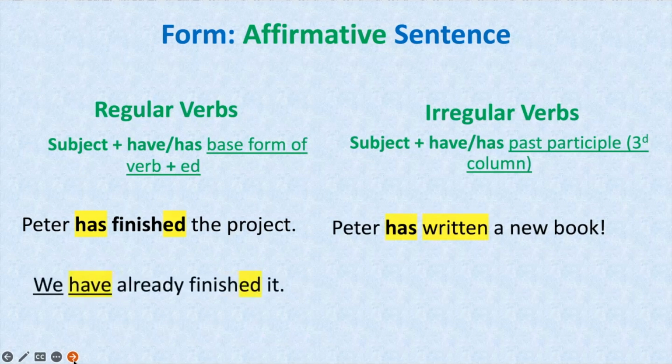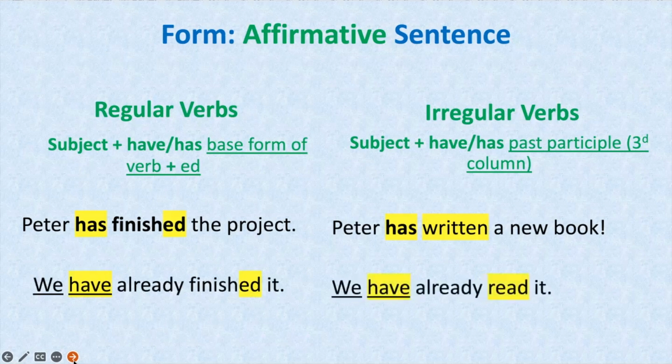Another sentence: we have already finished it. As you notice, I changed the verb. I added ed ending because finish is a regular verb. For the auxiliary verb, I need to use have because my subject is we, plural. Remember that you use has for third person singular subject, he, she, and it, and for all other persons, you are going to use have.